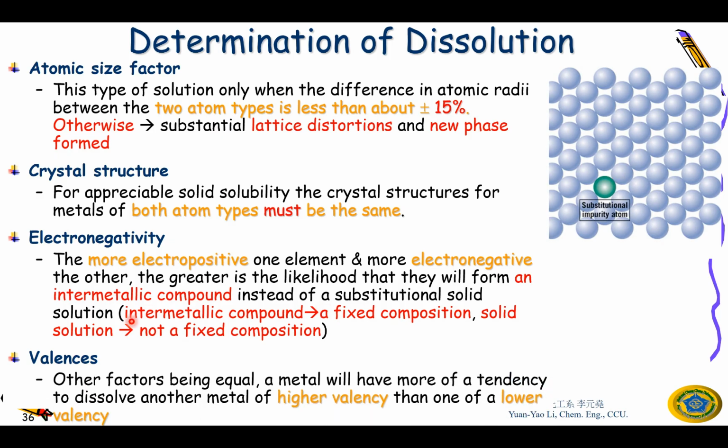Finally, the fourth thing you need to consider is valences. All other factors being equal, a metal will have more tendency to dissolve another metal of higher valence than one of lower valence.